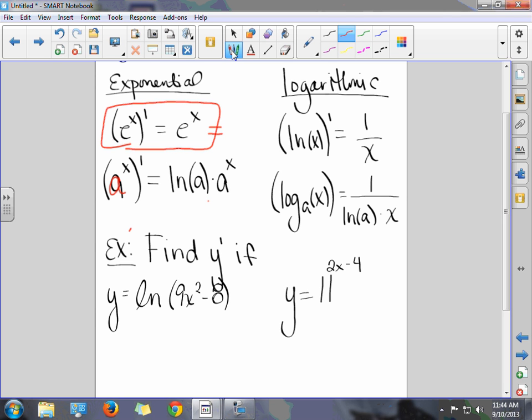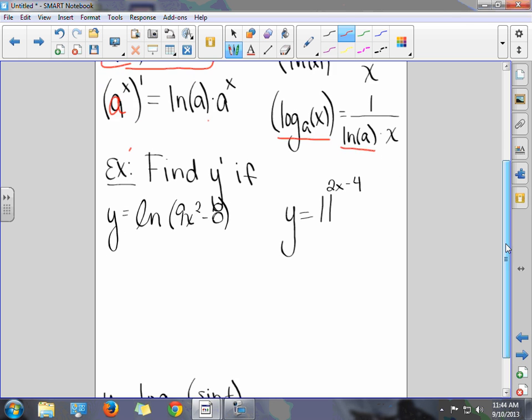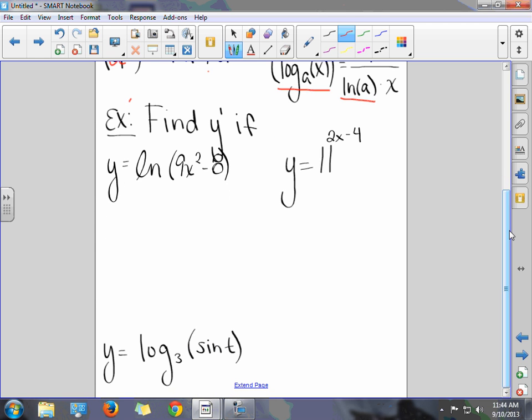Logarithmic: ln of x is a really neat derivative because the derivative of that is just 1 over x. If you have a different base, then you could either just use the change of base formula, change it to ln of x, or here's the formula for you. It's just 1 over the natural log of the base times x. So let's try a couple of these.